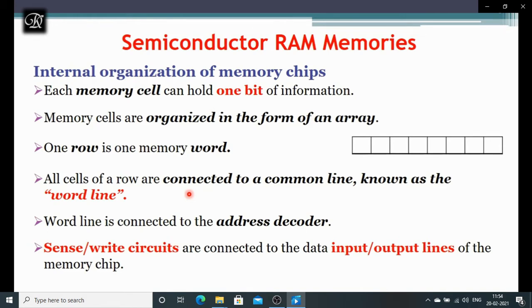So the word line should be connected to the address decoder, and here we have a circuit called sense or write. Sense is nothing but a read or write circuit. What is the job of this? If the control signal is for sensing, that is reading, then the read task will be performed on the respective word line. Otherwise, if it is write, then the given data in the MDR will be written on the respective word line.